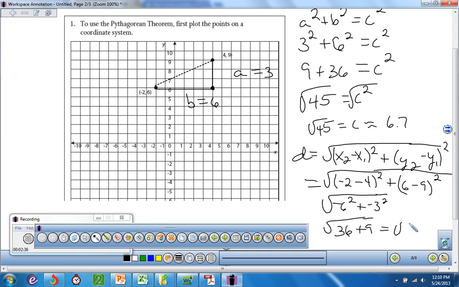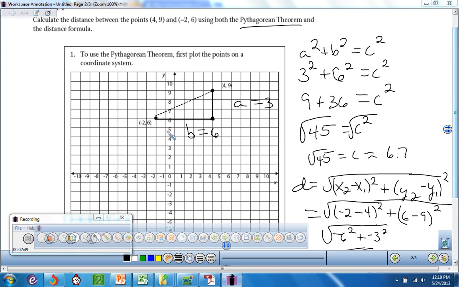Add those two together and we get the square root of 45, which is what we ended up with here, which is what we should have, which is approximately 6.7. So we can use the Pythagorean theorem to solve for it, or use the distance formula, which was derived from the Pythagorean theorem anyway, which we did earlier.